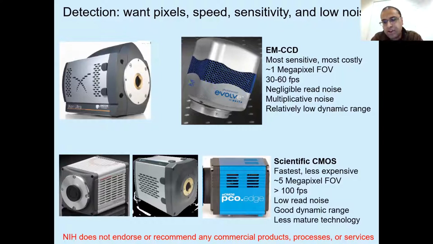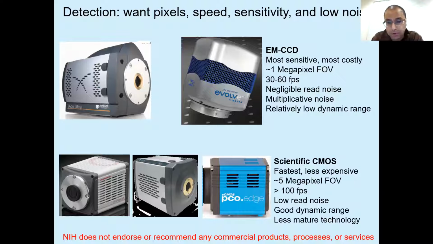You typically have 1,000 by 1,000 pixels on a side, so a megapixel field of view, at 30 to 60 frames per second. As I say, negligible read noise, but you do have multiplicative noise when you amplify the signal before it reads out. This means you have relatively low dynamic range with an EMCCD, so it can be hard to image samples that have both very dim signal and very bright signal. For all of these reasons, this generation of cameras is being replaced by the newer generation of so-called scientific CMOS cameras. These are faster and less expensive.